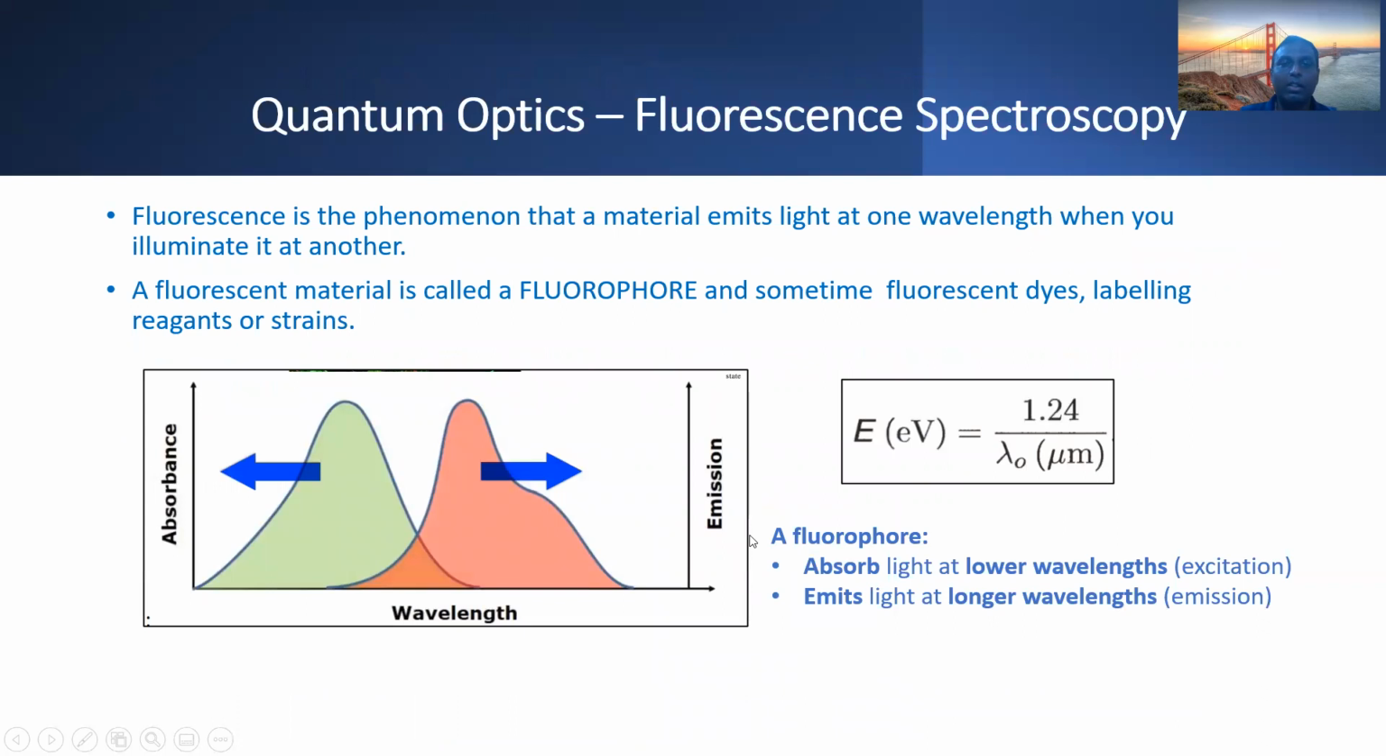Okay. Next one is fluorescence spectroscopy. Fluorescence is the phenomenon that a material emits light at one wavelength when you illuminate it with another wavelength. A fluorescent material is called a fluorophore, and sometimes fluorescent dyes, labeling reagents or stains. Right. So here we know the energy level is equal to 1.24 divided by the wavelength in micrometers. So here the fluorophore will absorb light at the lower wavelength, and this process is also called excitation, and the light will be emitted at the longer wavelength.